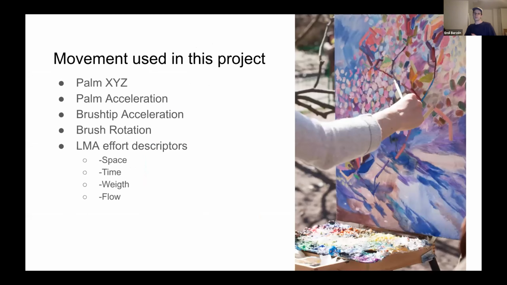So the actual parameters that I'm tracking of the brush and the palm of the artist are the palm X, Y, Z, the palm's acceleration, the brush acceleration, and the brush rotation. And from these parameters, I can calculate the LMA Laban effort descriptors: space, time, weight, and flow.